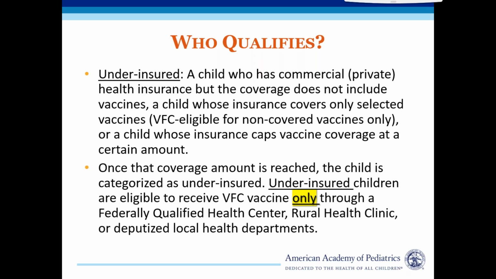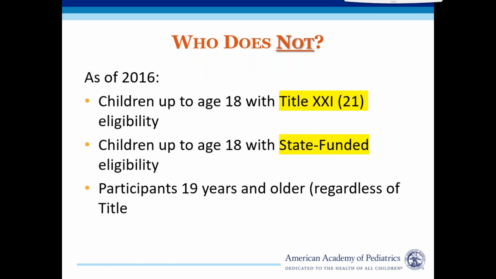Underinsured children are eligible to receive VFC vaccines only, however, through a FQHC or a rural health clinic or a deputized local health department. So they're allowed to have VFC, but most of your practices will not be able to give them if you are not a FQHC or a rural health clinic.